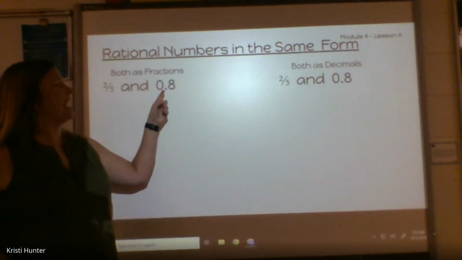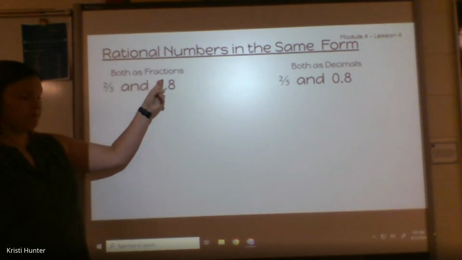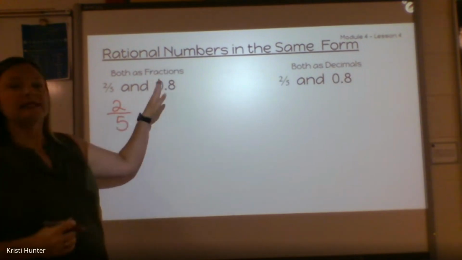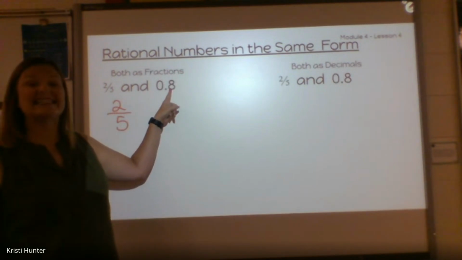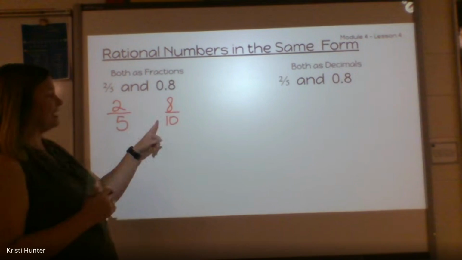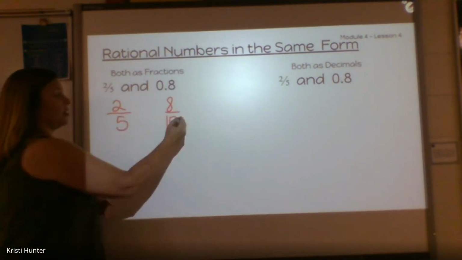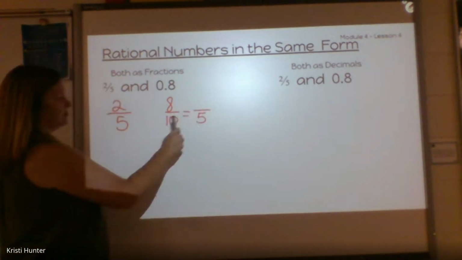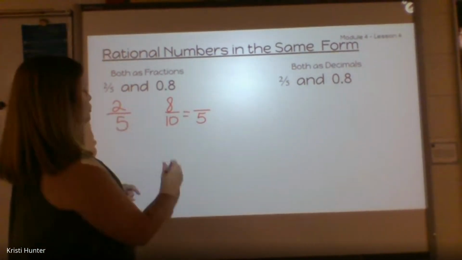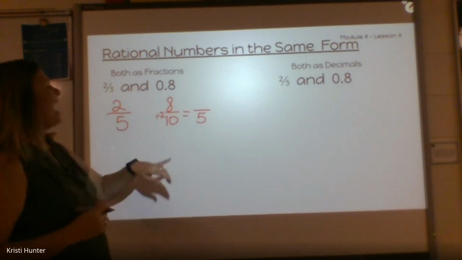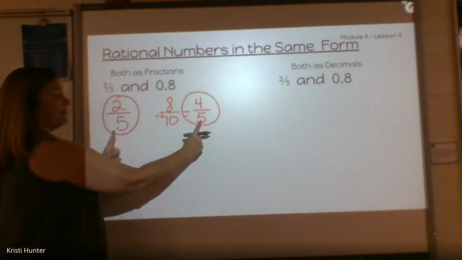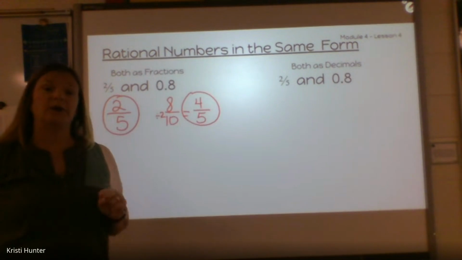So we have 2/5 and 0.8. So if I'm thinking both as fractions, here's my thought. 2/5 is already a fraction, so it can stay. 0.8, when I read that, that is 8/10. So I can make that a fraction, 8/10. And then I need to simplify it. I need to see what can go in to make this smaller and get this down to 5. Well, if I take 10 and I divide it by 2, that'll get me down to 5. And if I take 8 and divide it by 2, that'll get me to 4. Now I have 2 fractions that have the same denominator, so I'm going to be able to put them on the number line.